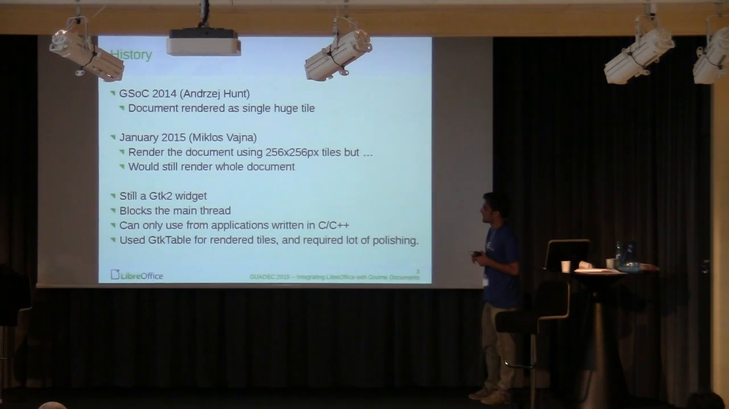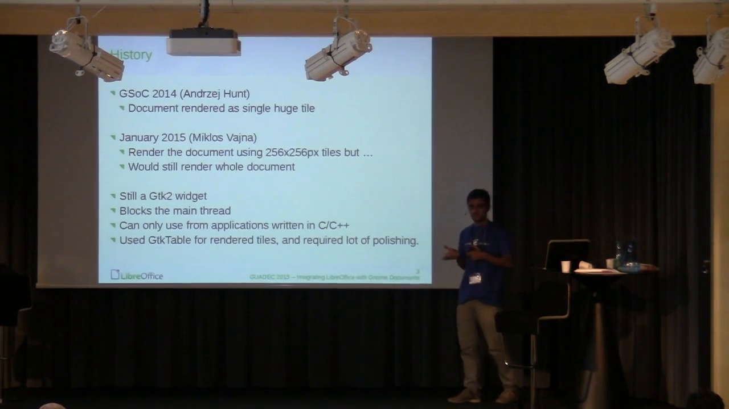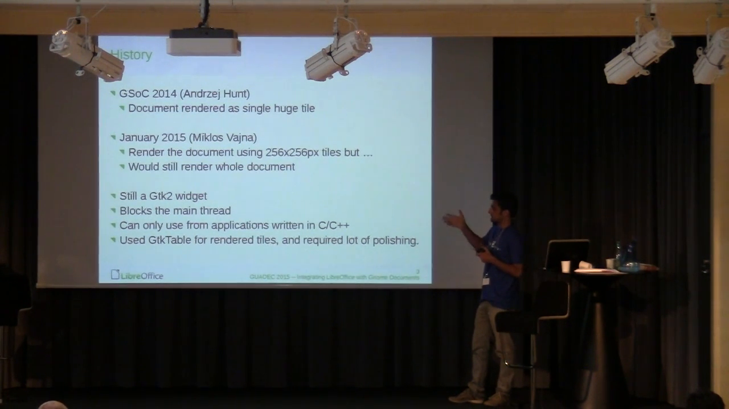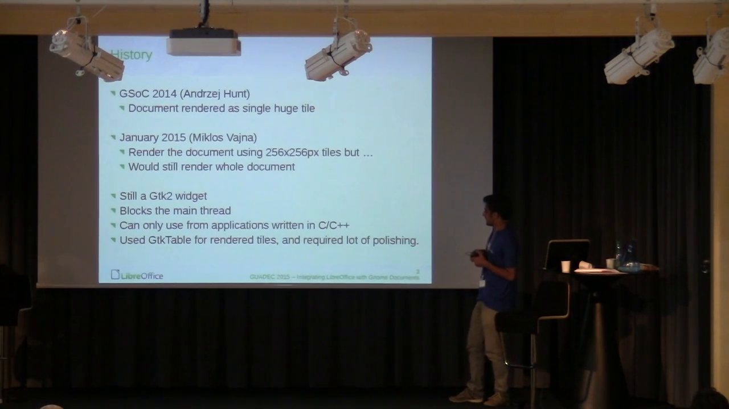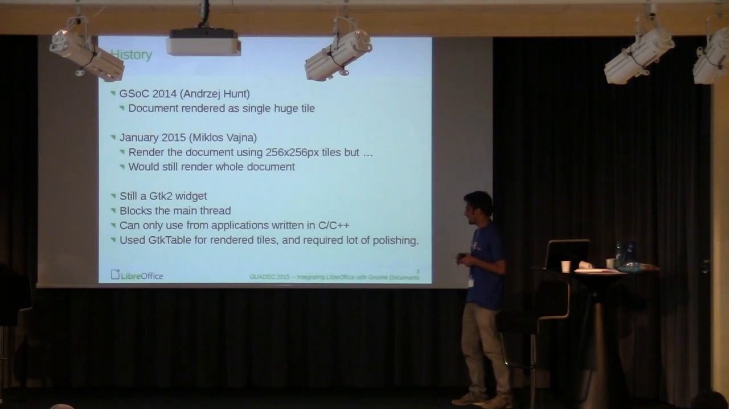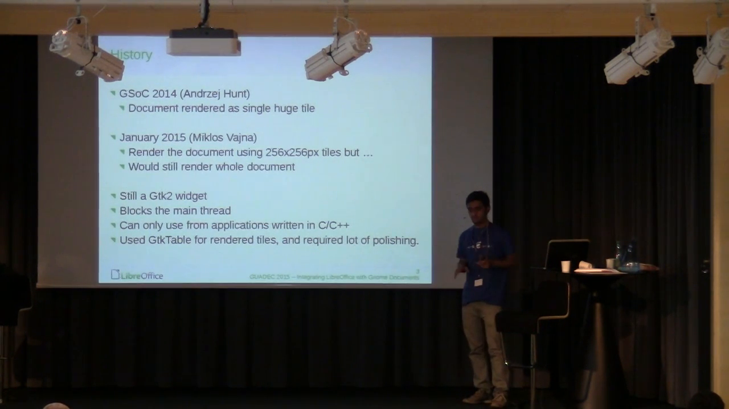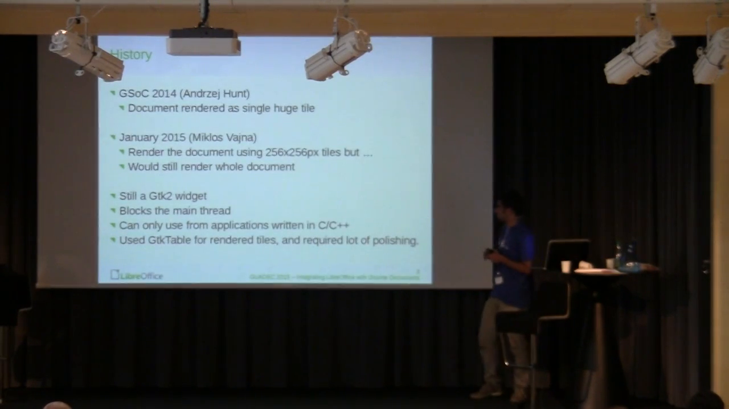Before the Summer of Code, this widget was still a GTK 2 widget. It was not a GTK 3 widget, and it used to block the main thread. So all the LibreOffice calls that were used to demand the tiles from the LO core were in the main thread. So it kind of blocked the main thread. It could only be used from applications written in C and C++ because it was not introspectable, and it used a not so ideal way. It used GtkTable to render tiles. So at the start of the document, it would allocate a huge GtkTable, and then all the rendered tiles would go into the cells of that GtkTable. So it required a lot of polishing.